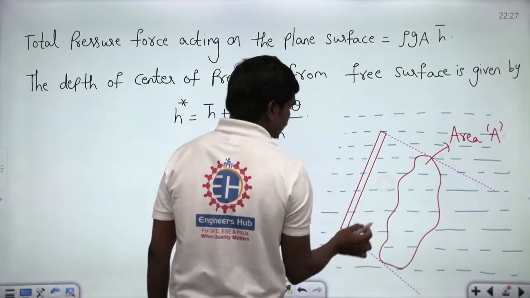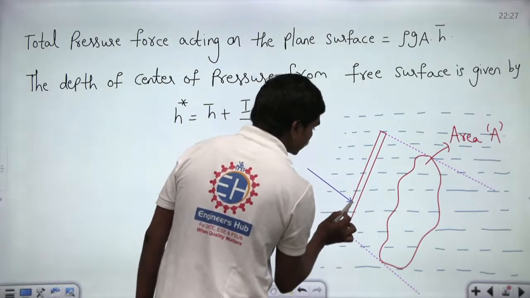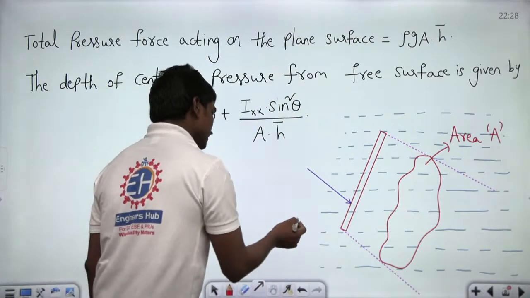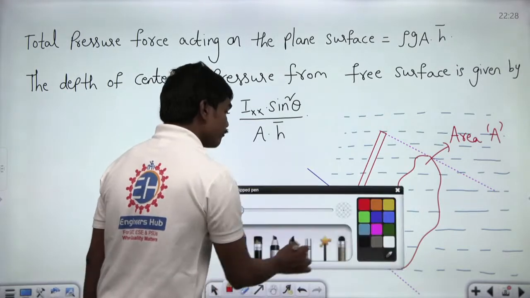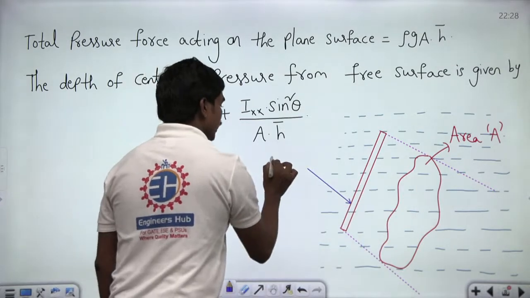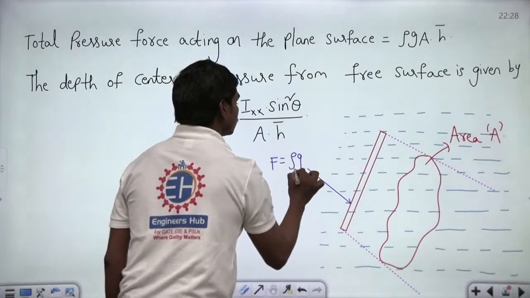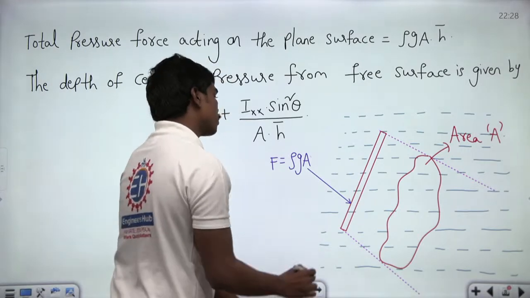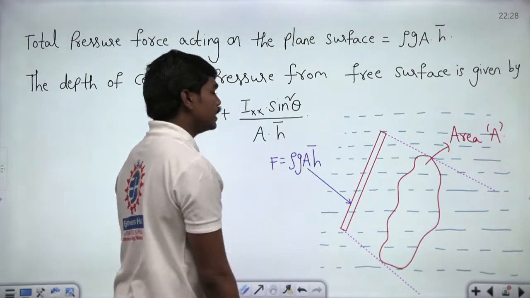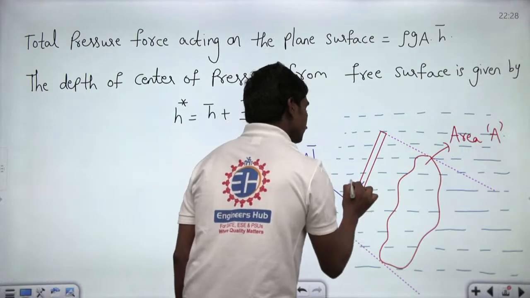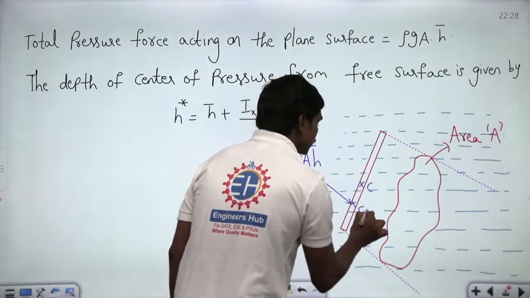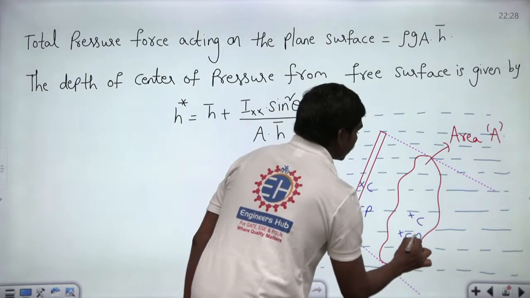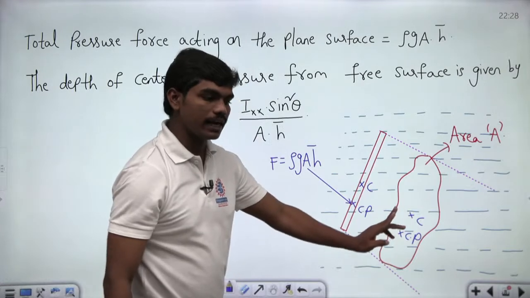Your complete pressure force will act at this location, which is a bit lower than the centroid. If you call this F, then F is equal to rho g A times H bar, where A is the area of this. So this is H bar, where this is your centroid C and this is your center of pressure. These two will be on the same horizontal line. I will tell you why it happens.